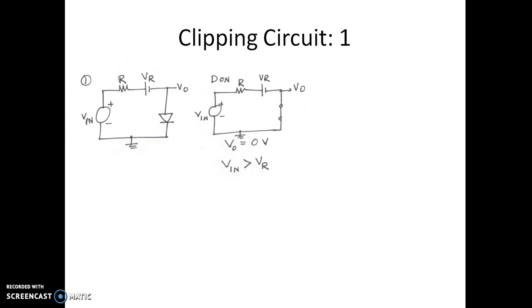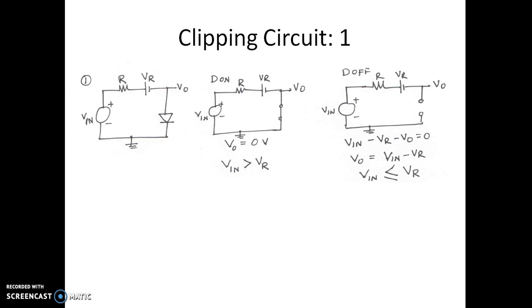Now let us see how the equivalent circuit looks if the diode is off. This is the circuit, and we represent the diode by an open circuit. This is the output voltage. Writing the KVL for this, considering positive for voltage rise: Vin minus VR minus V naught is equal to 0.